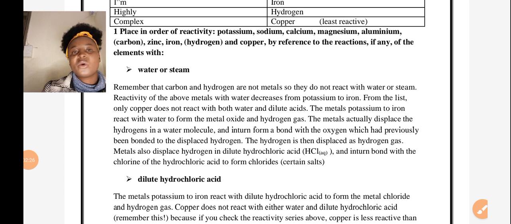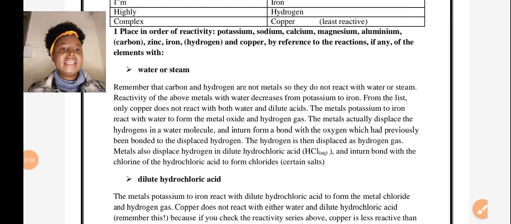Then we have got water or steam. Remember that carbon and hydrogen are not metals, so they do not react with water or steam. So reactivity of the above elements with water decreases from potassium to iron. From the list, only copper does not react with both water and dilute acids. So the metals potassium to iron are the ones that react with water to form the metal oxide and hydrogen gas.